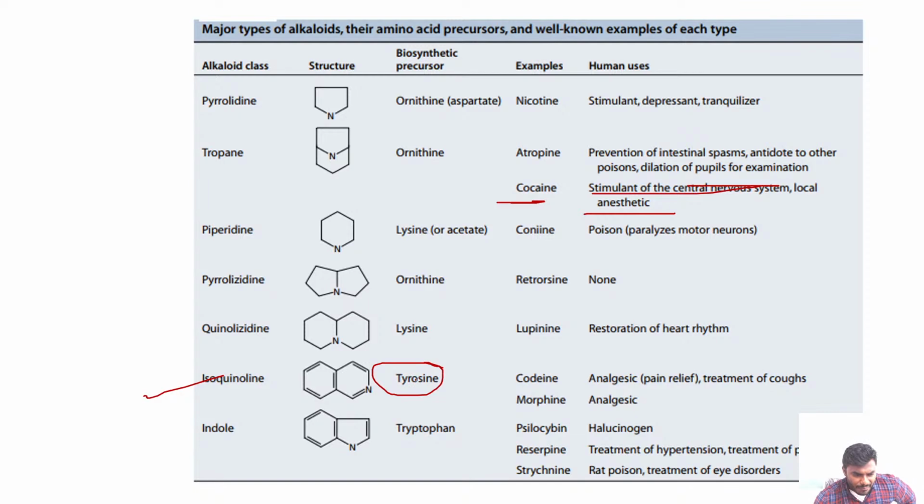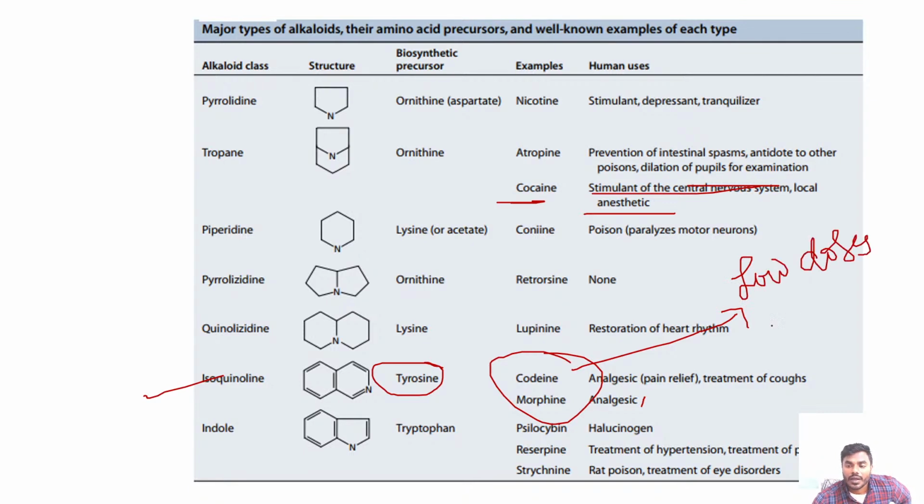Isoquinoline, the biosynthetic precursor is tyrosine, giving codeine and morphine. I already told you last time, I explained briefly. Morphine can act as a powerful analgesic and it relieves labor pain also. But what is the disadvantage? They are habit forming, they are addictive drugs. Now you have to remember, my friends, only at low doses do they have medicinal uses. When I use the word low dose, sometimes they also call it the therapeutic dose. Anything is the same.